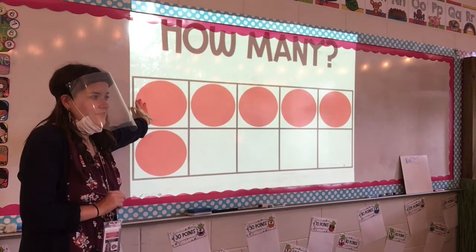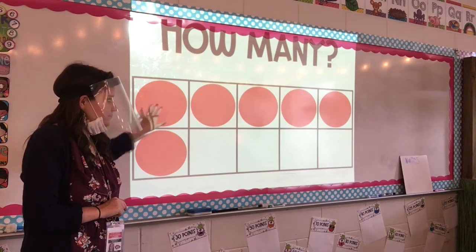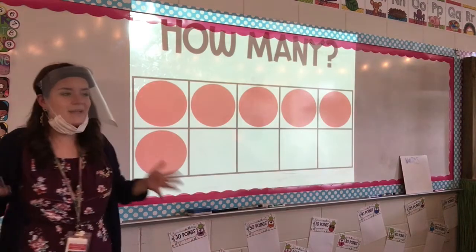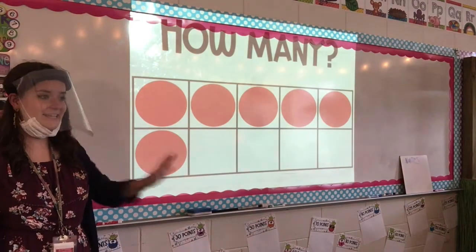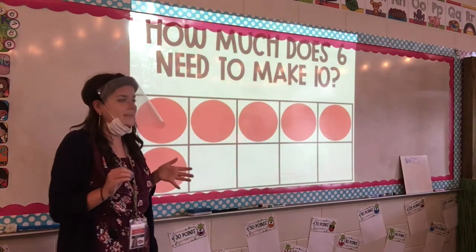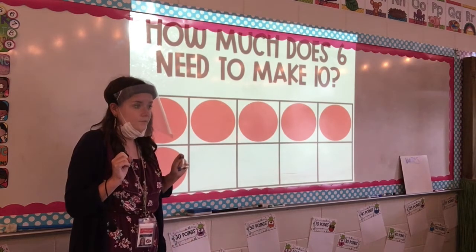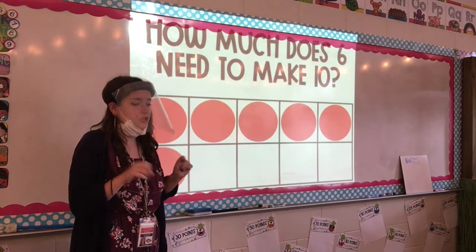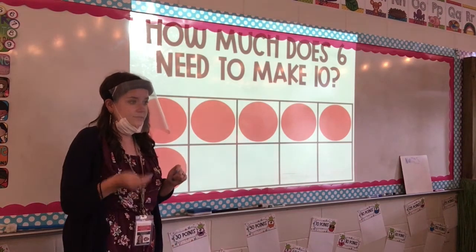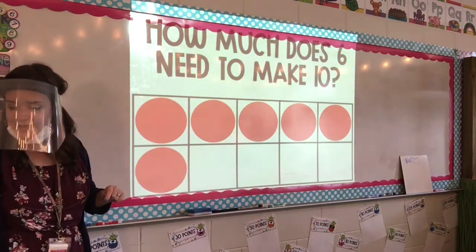How many do you see this time? Aiden? Try again. 6. How many does 6 need, Brantley, to make 10? 4. It needs 4. So my addition sentence, what would that look like? Let's do our addition sentence first. 6 plus, what do we need? 4 equals 10. You got it.